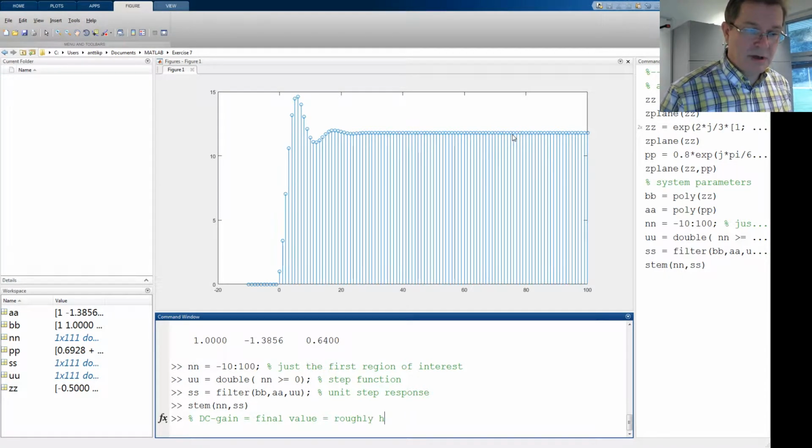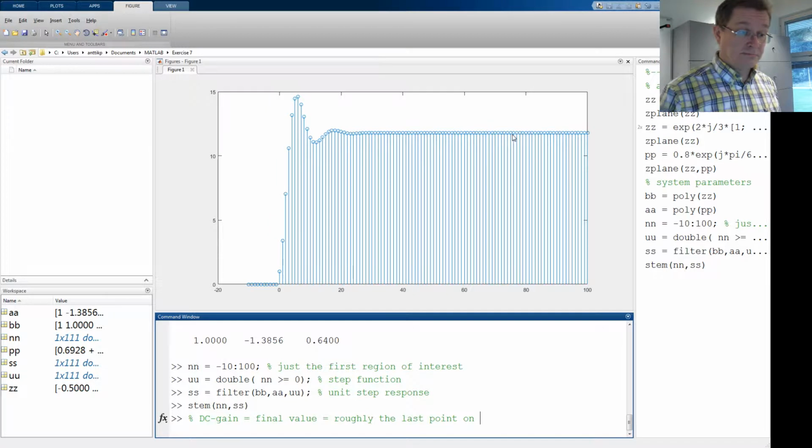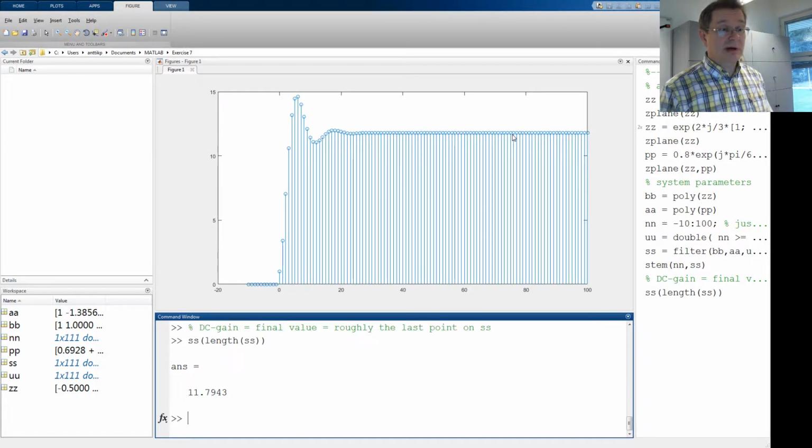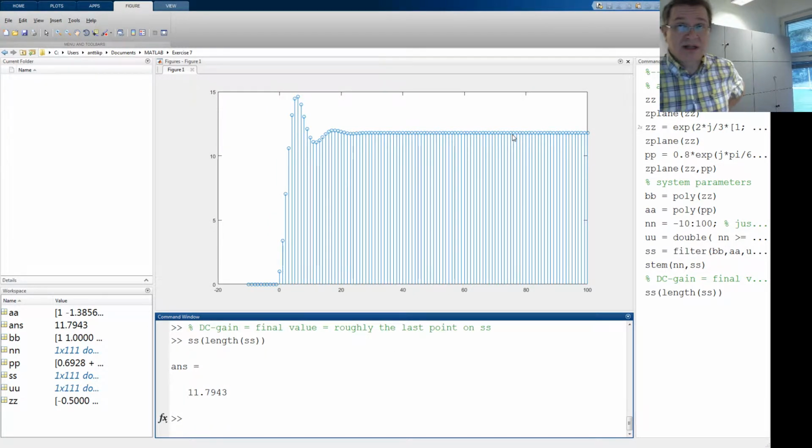Oops. The last point on SS. So that's the last point would be calculated. Okay, 11.79. That's the estimate for DC gain. All right.